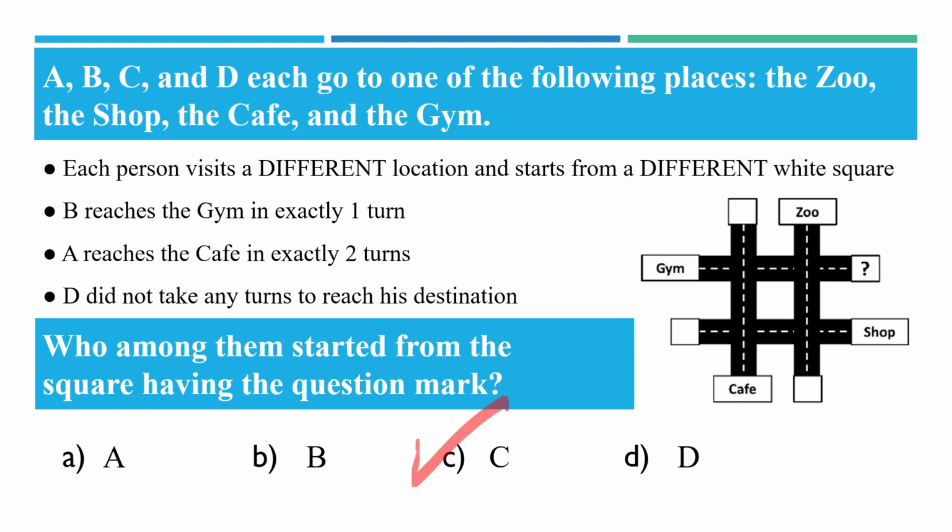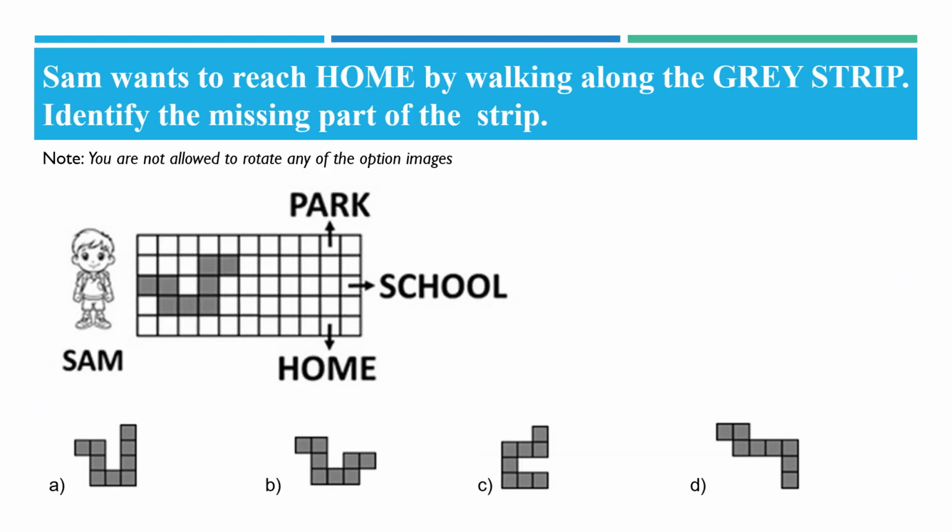And yeah, because C, where did he visit? C would not have visited the gym, not the cafe. And C is not the zoo, as he should travel straight to it. D is traveling without any turn, so zoo. Obviously, the C person would have visited the shop. Okay, great. And C is the person who started from the square having the question mark. That's person C. Moving to the next question.